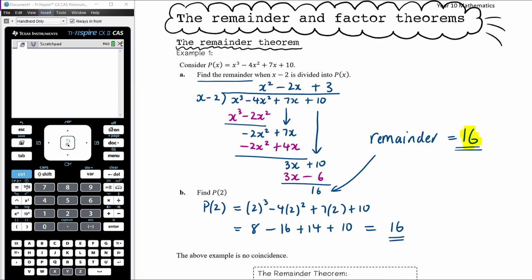this isn't a coincidence that these two things give us the same thing, okay? That p of 2 seems to be giving us the remainder. Now remember, it's the remainder when we divide by x minus 2. And what we found is when we subbed 2 into the polynomial, it gave us that remainder in a much more efficient way than having to actually do the division, if all we're interested in is the remainder. Okay, now this isn't a coincidence, this is actually a fact.